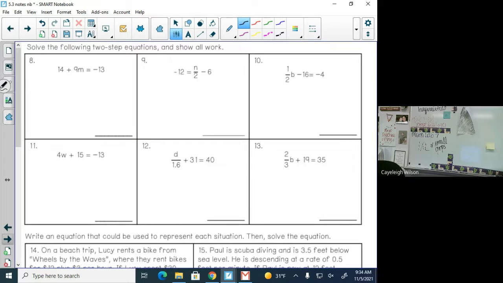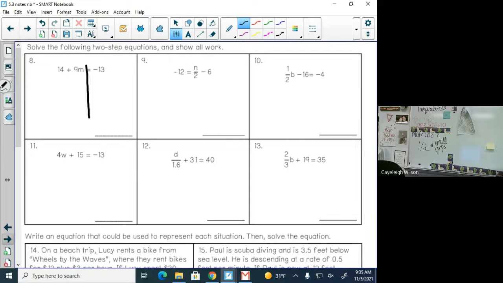Keep coming along here. Two-step. And look, it even has a reminder up there. Show all work. All right, so on the front of our paper, we talked about solving two-step. The first thing I do is I undo the addition or the subtraction. I get rid of the constant first. So looking at number 8, what number is our constant in number 8? 14. Okay, so is that a positive 14 or a negative 14?